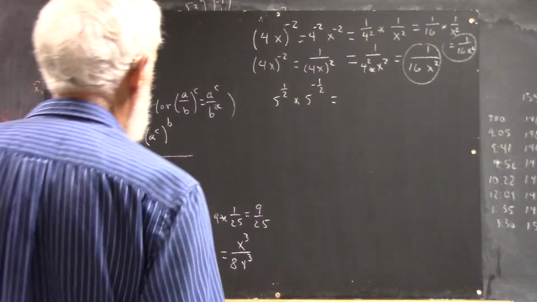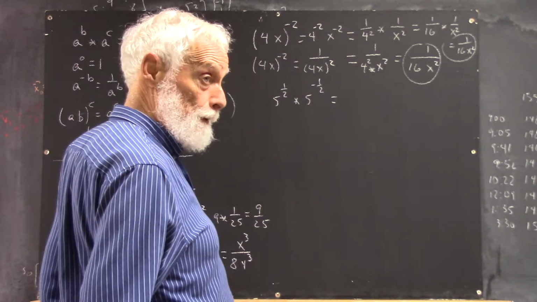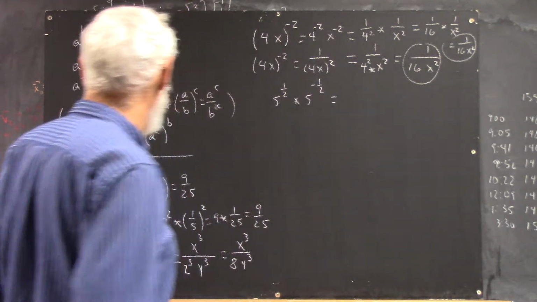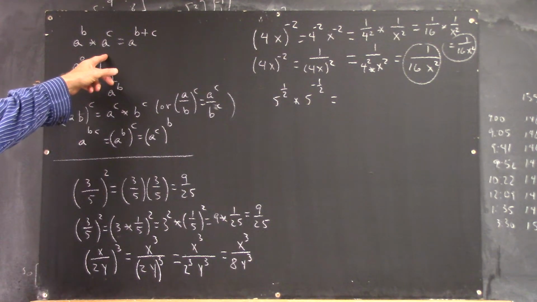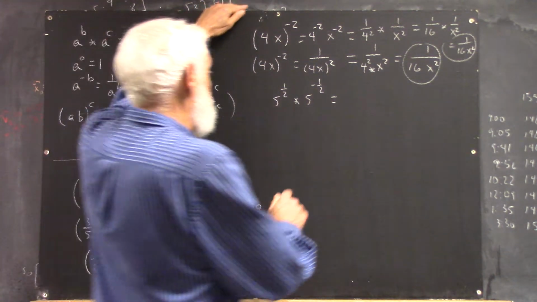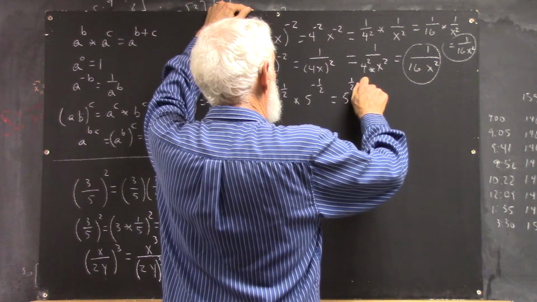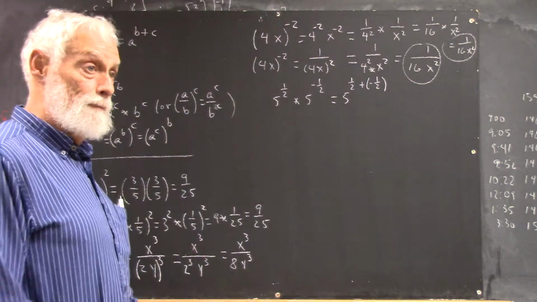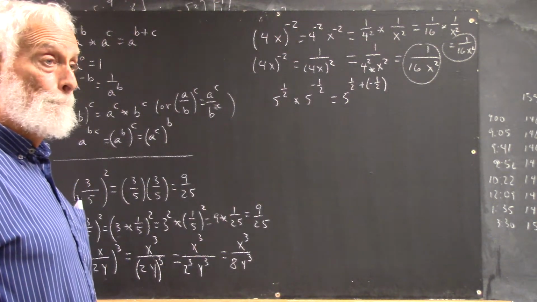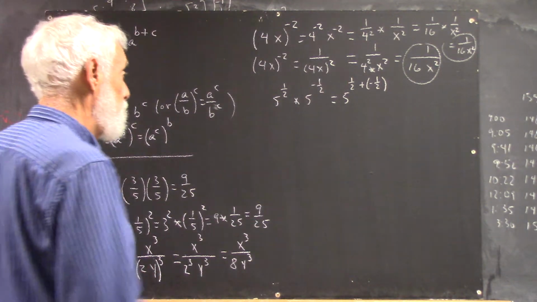Now, there are two ways we can do this. There are two laws that could apply here. What's one of them? I did the first one. Okay, first one, right? Right. Okay, so we could write that as 5 to the 1/2 plus -1/2. That would be the first law, right? Right. Okay, that's good. Now, what's another law that we could have applied?